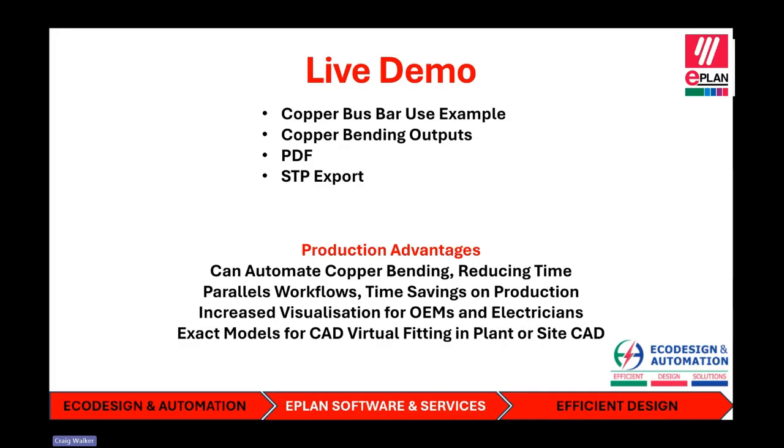Yeah, obviously it can help by, as I said, just joining the production process. You can get all your copper bending done before the panel's even arrived. It allows you to increase the quality of your PDFs for your customers, and you can use that CAD output to fit back into larger CAD packages or have a look at it at a plant or site level.